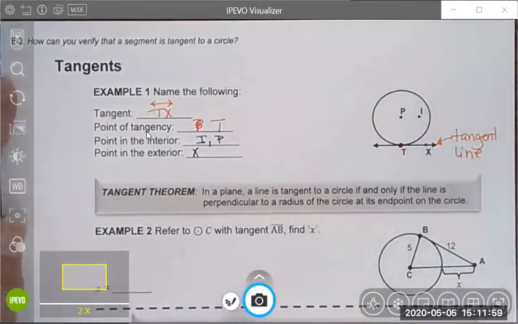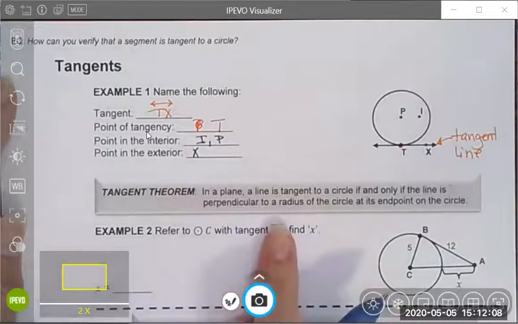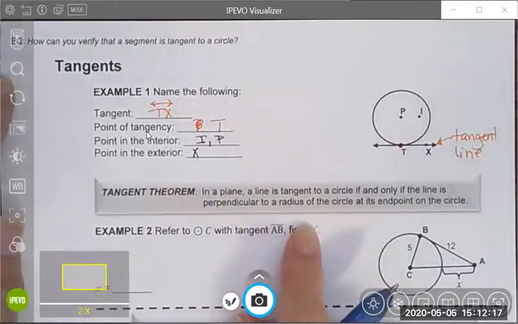And you'll find that in this unit there are so many theorems. This is a very theorem-heavy unit. So let's start by diving in and looking at our very first theorem. It says in a plane, a line is tangent to a circle if and only if the line is perpendicular to the radius of the circle at its endpoint on the circle.